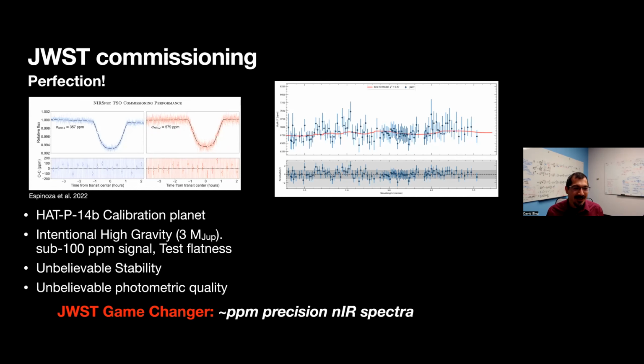So a transit of HAT-P-14 was taken during commissioning, and this was intentionally a high gravity planet. This is a 3 Jupiter mass planet, and the 3 Jupiter masses means the atmospheric scale height is very, very small, and you basically should get a flat line. So that means we should be able to basically calibrate the instruments and see how well they perform.